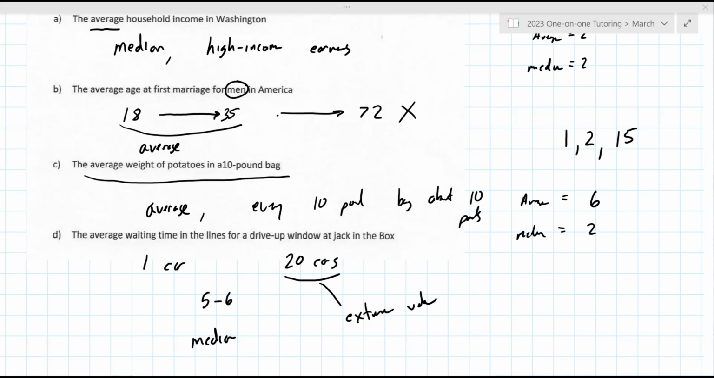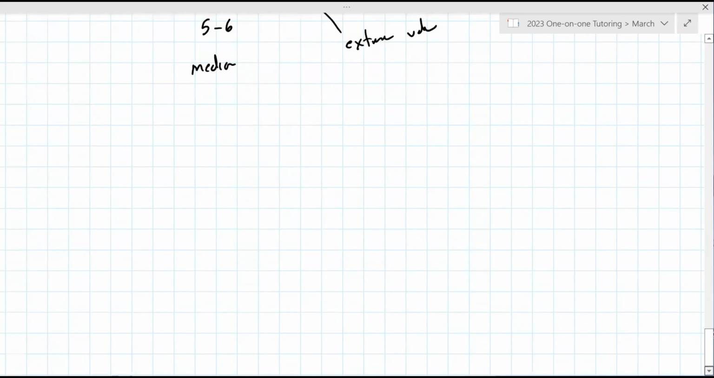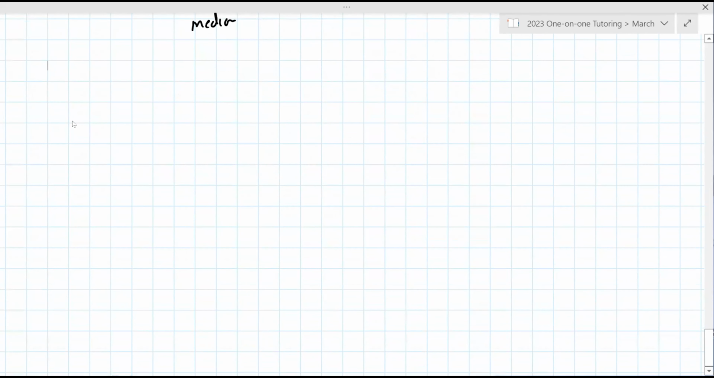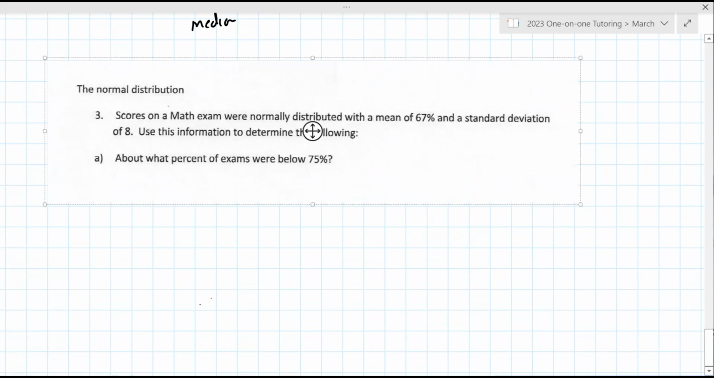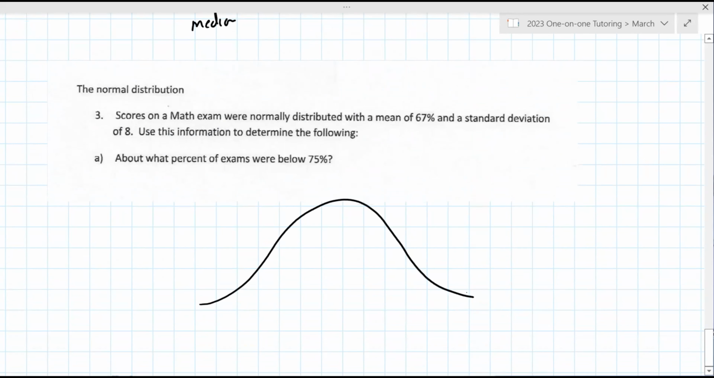Okay, so the next two problems here switch to what's called the normal distribution. You've probably heard of the bell curve, grading on the bell curve. You've probably seen something like this before.